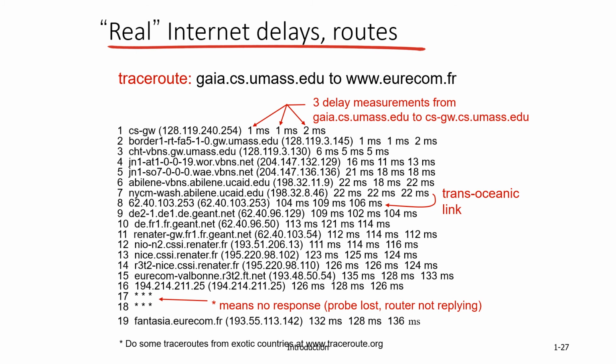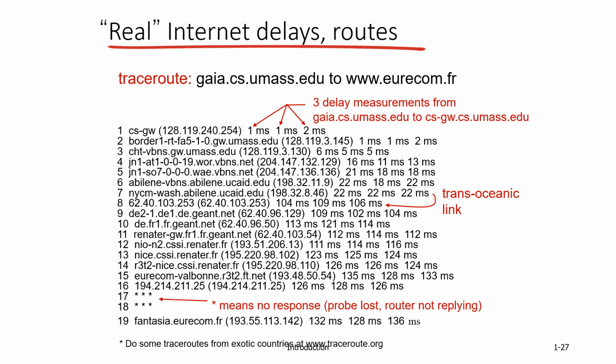Whereas at number 8, once you connected to 62.40.103.253, which is the IP address of that particular next hop router, the delay suddenly jumped from 22 milliseconds to something on the order of 100 milliseconds. So 104, 109, and 106.